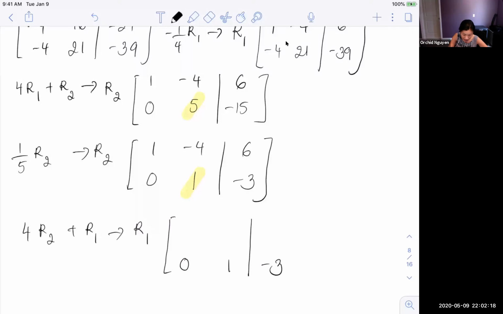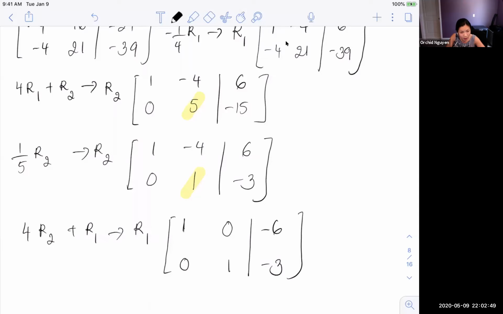All right, now let's multiply by 4. Okay, so 4 times 0 is still 0. You add 1, you get 1, right? But if I take 4 times 1 is 4, and I add that negative 4, I'm going to get 0. Okay, and then 4 times negative 3 is negative 12. Negative 12, you add 6, you're going to get negative 6.